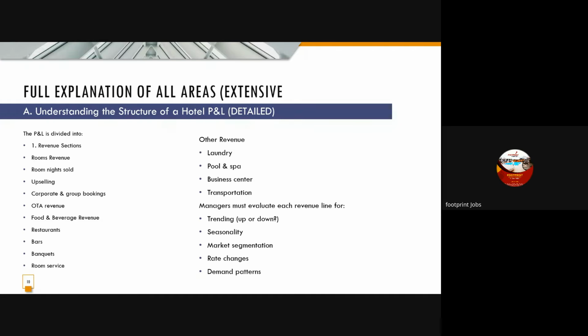Each revenue point must be treated like a different child. So understand that the model you use for a bar might not work for a restaurant. Understand that the model you use for a restaurant might not work for your rooms. So what that means is that you must sit down and evaluate each revenue point.